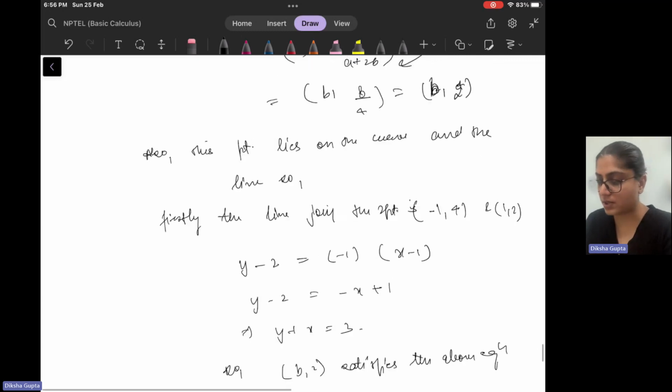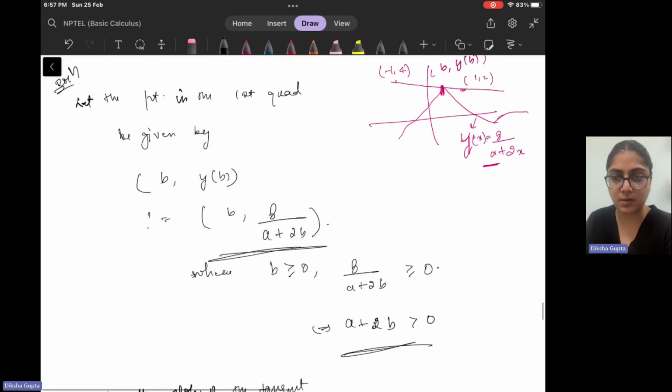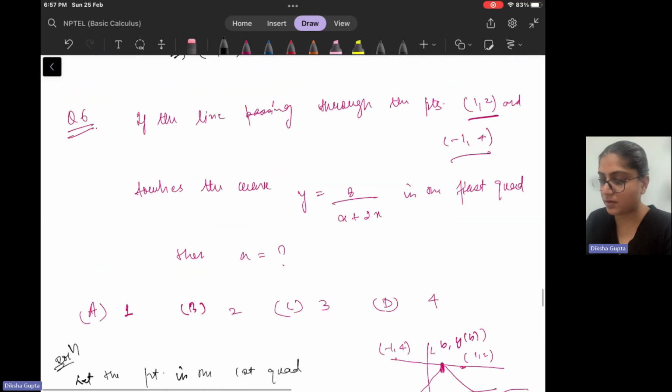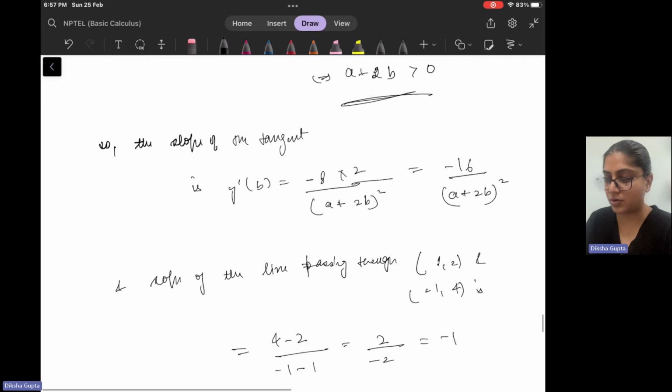So, this is a very good question. You just try to think it yourself. If you're not able to, if you have any doubt in any step, just let me know in the comments. I'll help you out. So, our correct answer is B, that the value of A is 2.